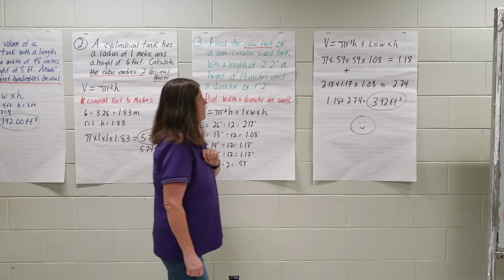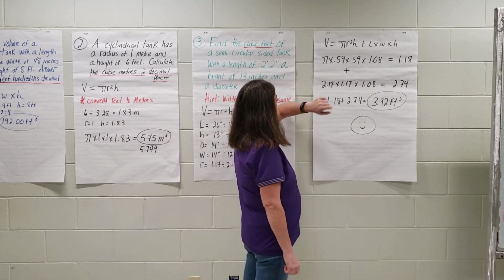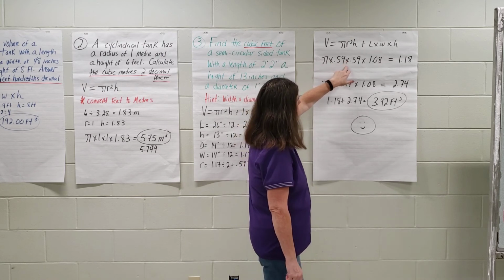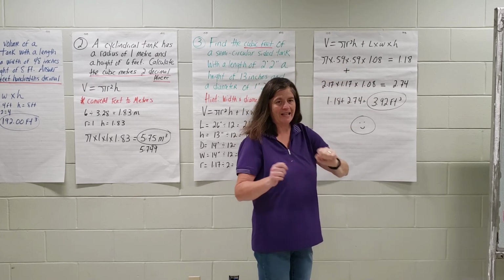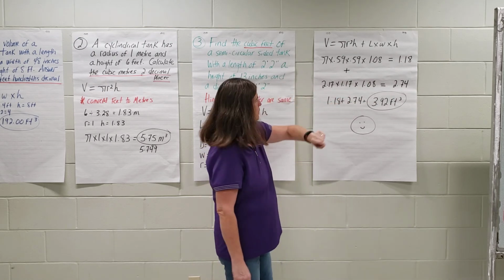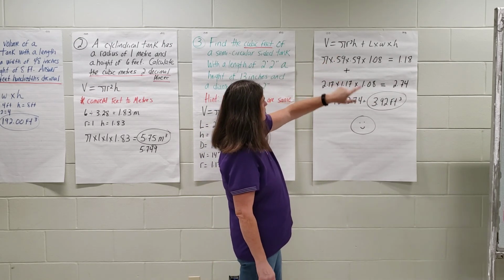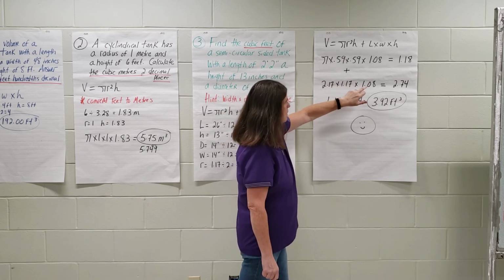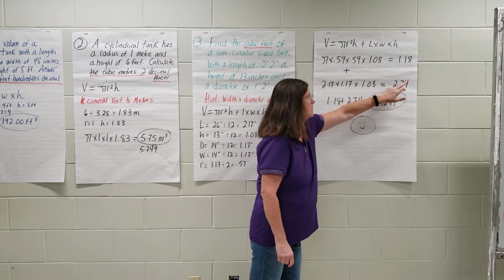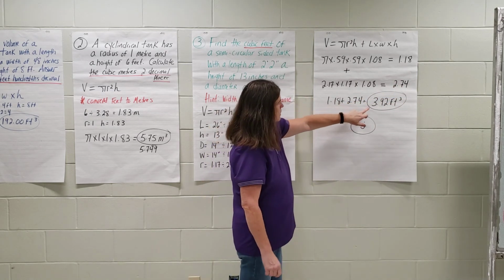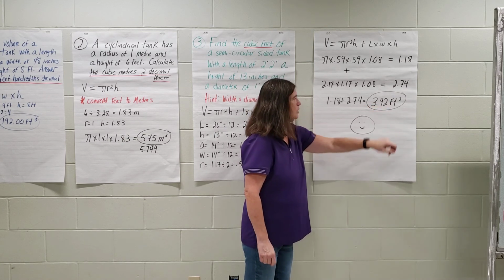So here we go. Pi r squared times the height. Pi times 0.59 times 0.59 times 1.08. Hit equals, write that number down. Now we're going to do the second half of that formula. Length times width times height. 2.17 times 1.17 times 1.08. We get 2.74. Now we just need to add those two numbers together. And when we do that, we get 3.92 cubic feet.